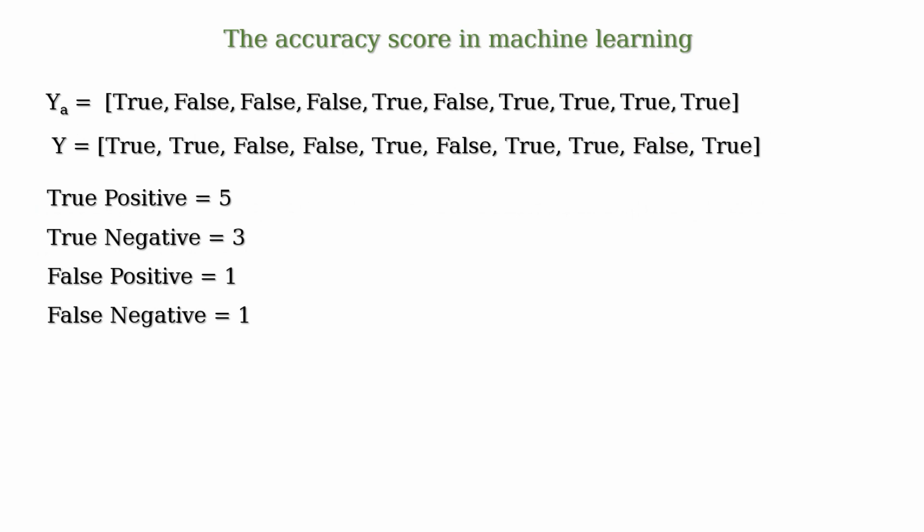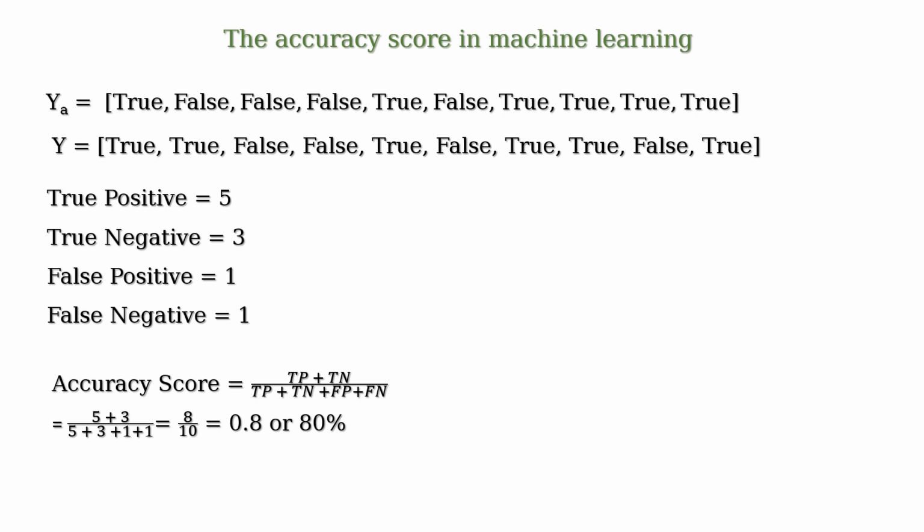So, the accuracy score of the model is true positive plus true negative divided by true positive plus true negative plus false positive plus false negative, and that is equal to 0.8 or 80% after calculation.